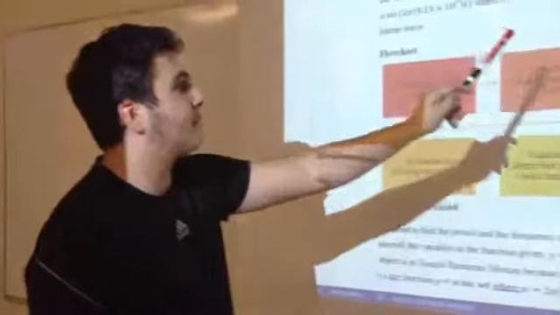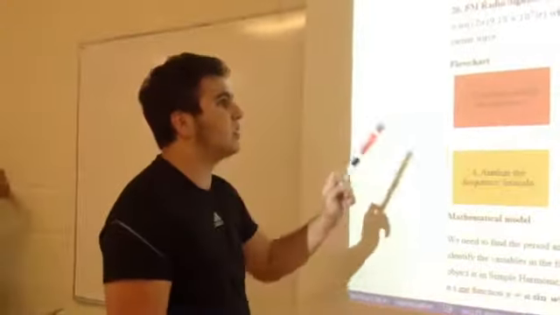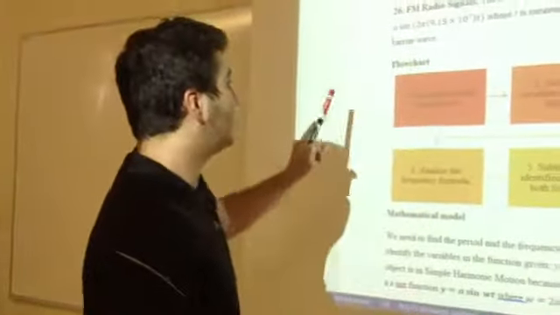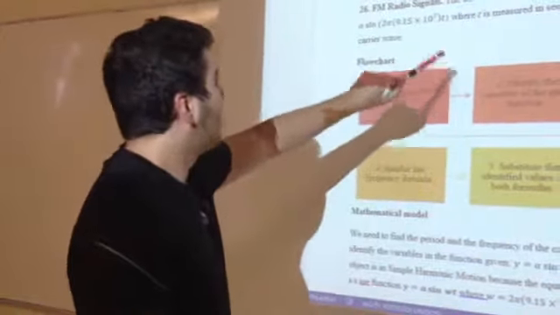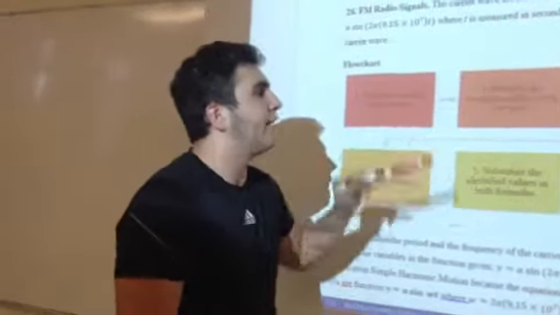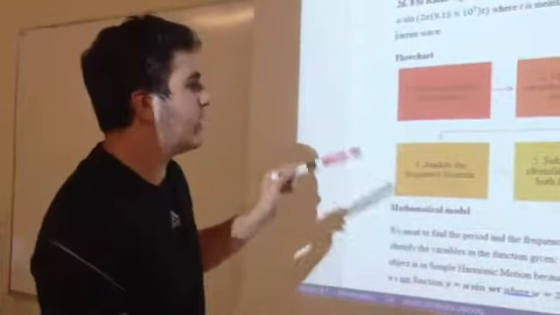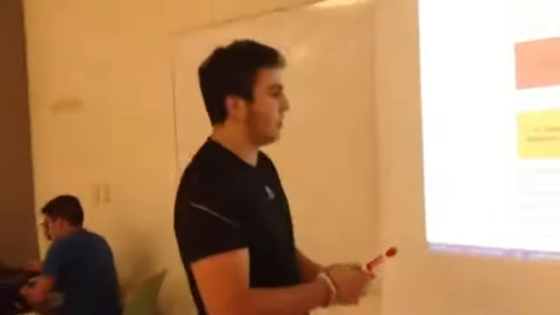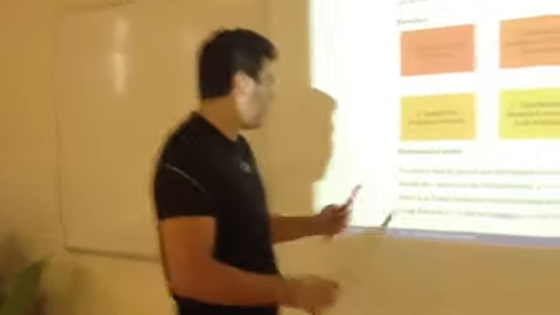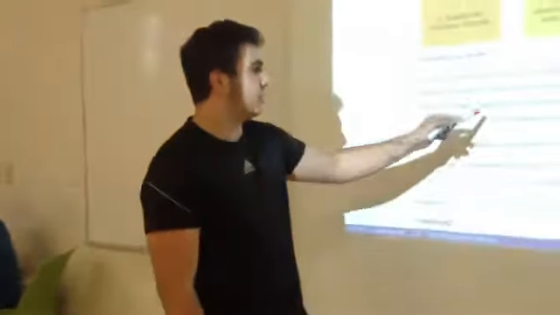It says that the carrier wave for an FM radio signal is modeled by the function y = a sin, well, the regular formula, where t is measured in seconds. Find the period and the frequency of the carrier wave. So with this mathematical model that we are going to follow, we need to find the period and the frequency of the carrier wave. First of all, we have to identify the variables in the given function.